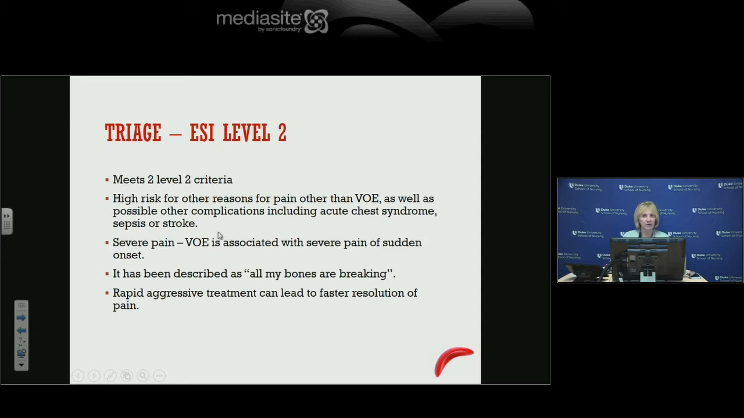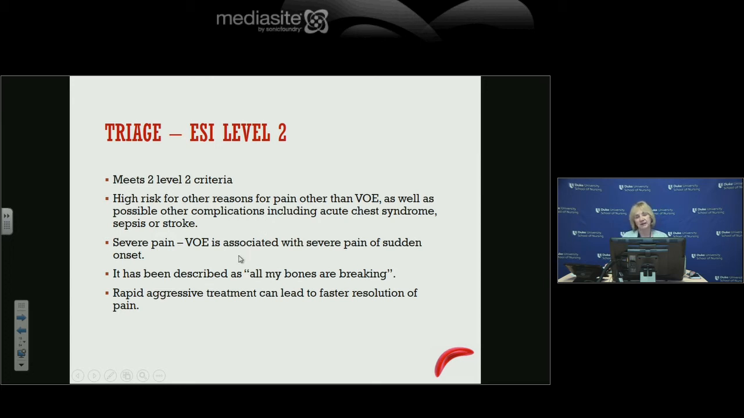Patients with sickle cell are high risk for many other reasons than vaso-occlusive episode. Oftentimes patients have one of the bad complications. The number 1 complication that causes death is acute chest syndrome. They also suffer from sepsis or stroke. So these are not uncommon reasons that patients may be in the emergency department. And at triage, you can't always figure all of that out. So they're really at high risk for other reasons than vaso-occlusive crisis.